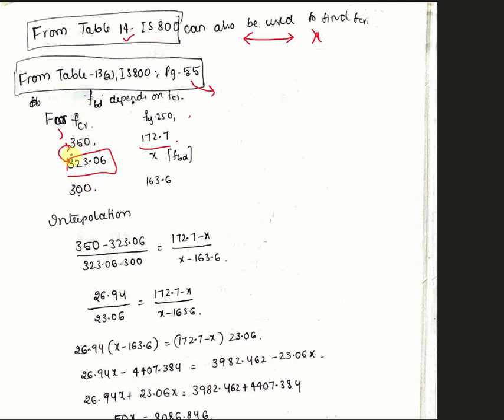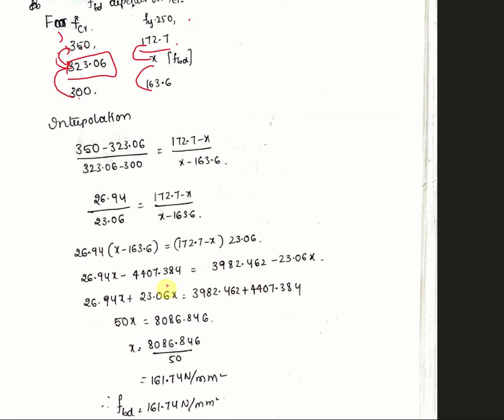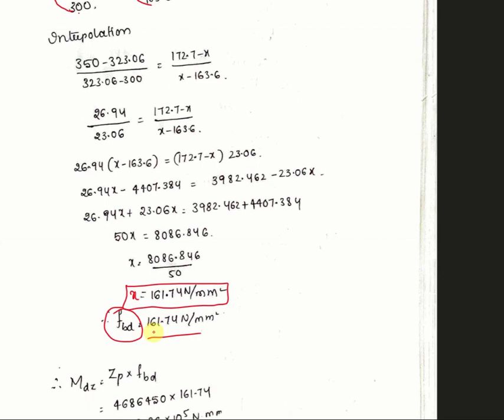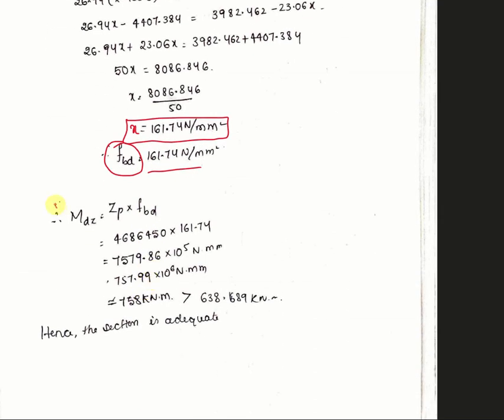So we have to do interpolation. What is that? 350 minus this and 323.06 by this. So 172.2 minus x by x minus 163.6. Upon substituting and solving, we get the value of x as 161.74, which is of course the FBD value 161.67. That we can use in order to find out the design moment.